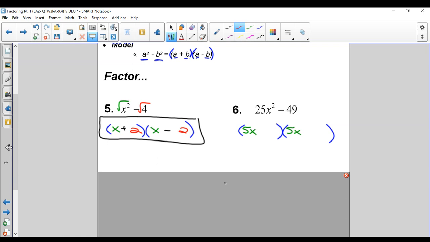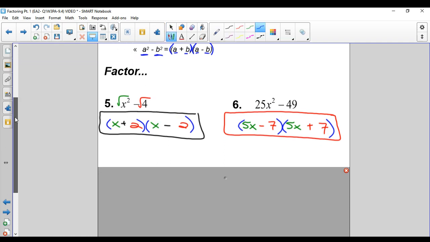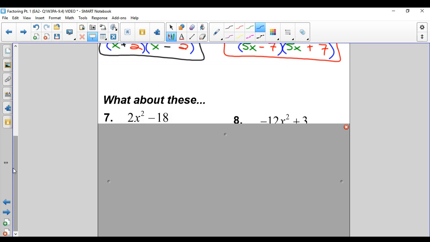Same deal with 49. Square root of 49 is 7. So it's 7 and 7. One's a minus, one's a plus. Doesn't matter what's in each parentheses. So we have that.